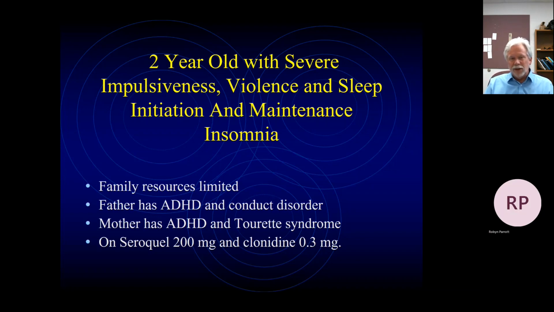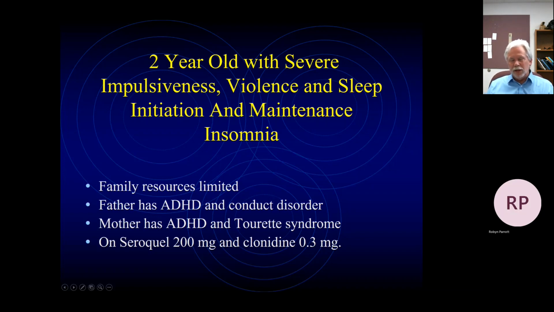But I will tell you, the apple doesn't fall far from the tree in this particular case. The father is very impulsive, as was the mother. Both were diagnosed with ADHD, one with Tourette syndrome and one with a conduct disorder. They had few resources. The 2-year-old was referred to me on a pretty high dose of Seroquel and clonidine.